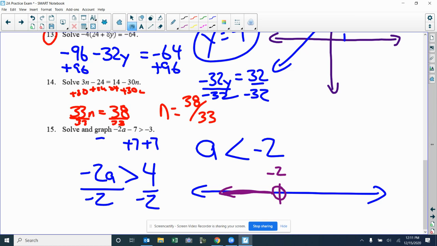Flip this over if you divide by negative. So we flipped it because we divided by negative.